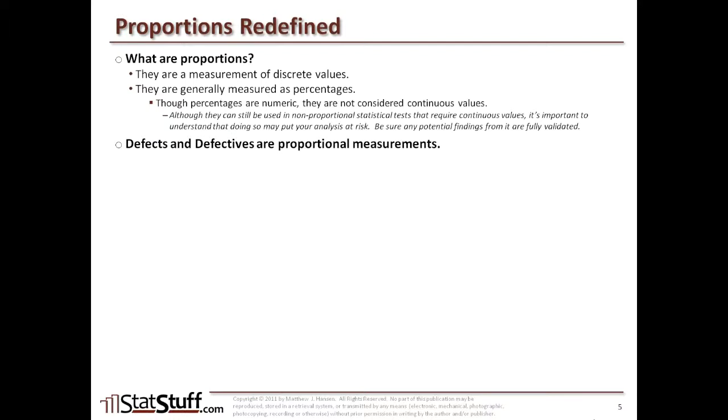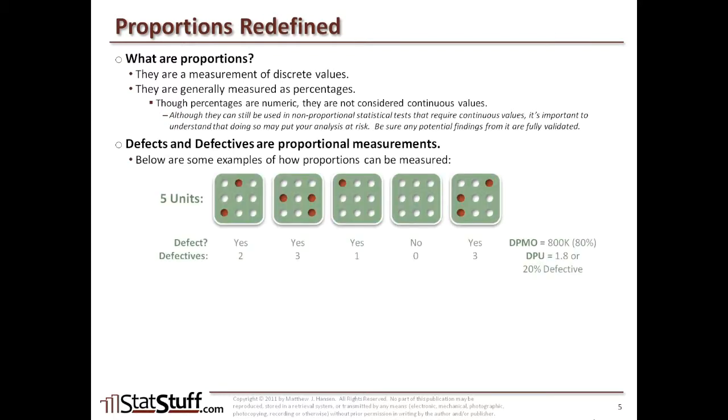Now, defects and defectives are the measurements we might use for measurements of proportion. As an example here, we have 5 different units, and each of these dots represents an opportunity per unit, and the red dots represent a defect within each unit. From a unit perspective, we might say 4 of these 5 units are defective because they have at least one opportunity that's a defect. So in that case, the DPMO measurement we might use is 800,000, or 80% defective.